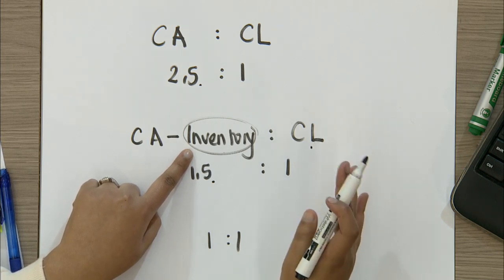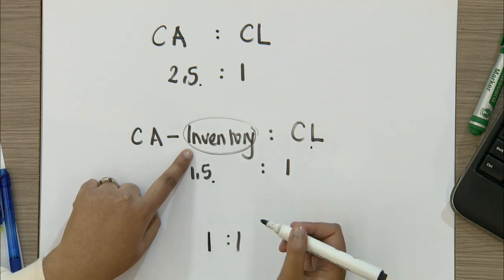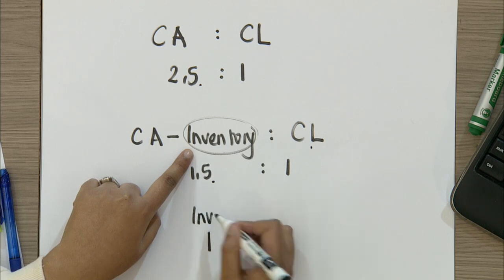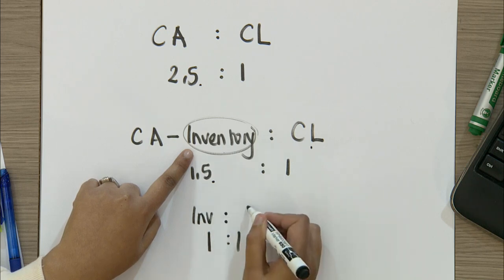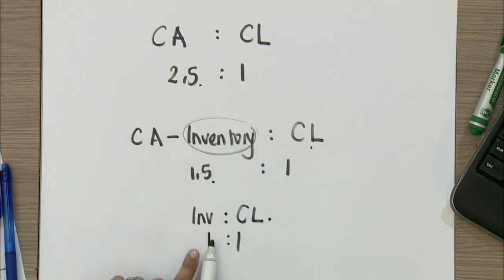Just a side note, and this is a bit more mathematical, a type of tricky thing you can come across in questions: basically they're saying that the inventory amount is 1 to 1 with the current liabilities. Our inventory is basically the same as our current liabilities as well. So just a note of that.